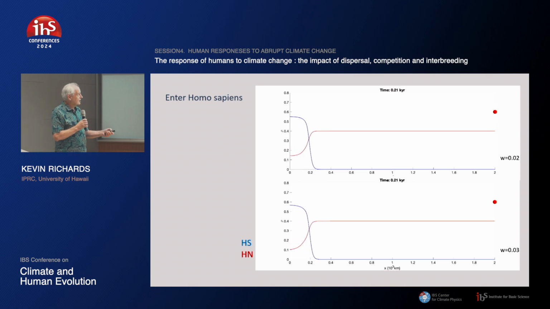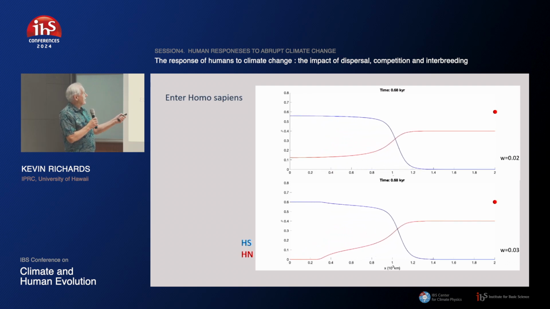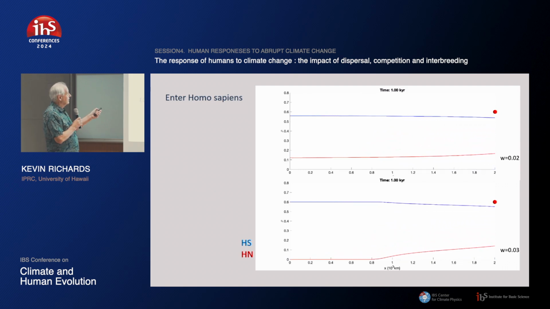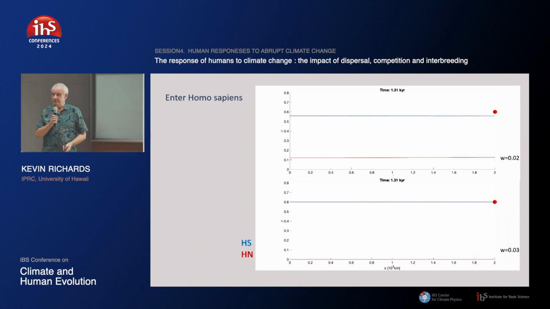We see that the Homo sapien population increases. In this particular case, with a smaller value for the interbreeding rate, we get into a state where there's coexistence. Whereas if the interbreeding rate is a little bit larger, then the Neanderthals are no longer allowed to exist and go extinct across the domain.